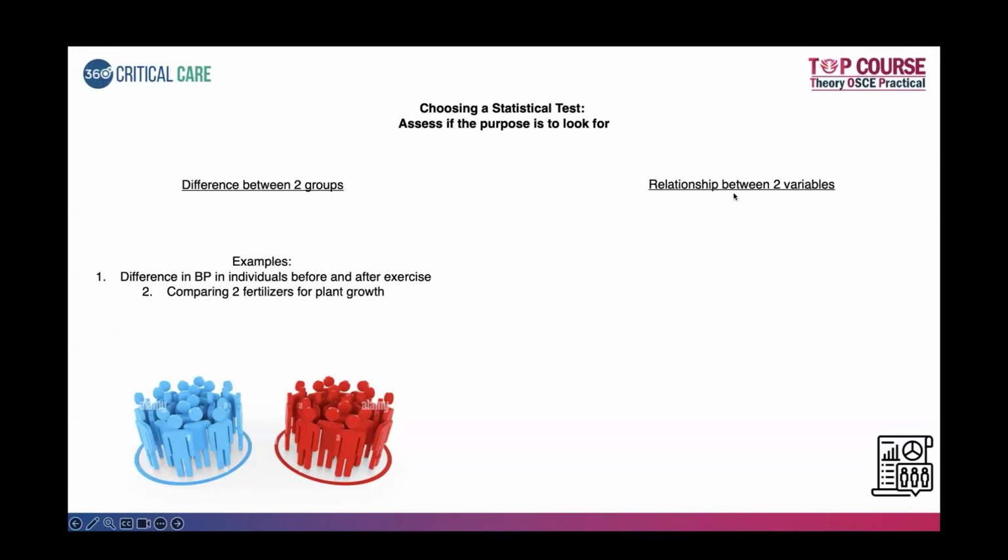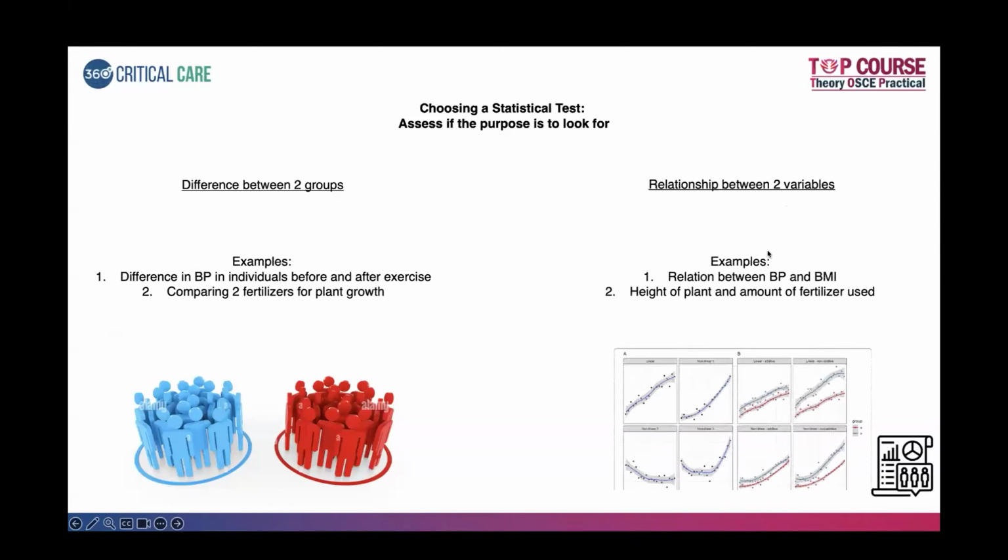Whereas if you're going with a relationship between two parameters or two variables, the examples can be the relationship between BP and BMI, or height of a plant and the amount of fertilizer used. Here we had mentioned two fertilizers for plant growth, but here we are assessing the height of the plant and the amount of fertilizer that has been used. So the graphs that are formed are the linear regression graphs that are seen over here. That will give an idea about the degree of relationship between these variables.